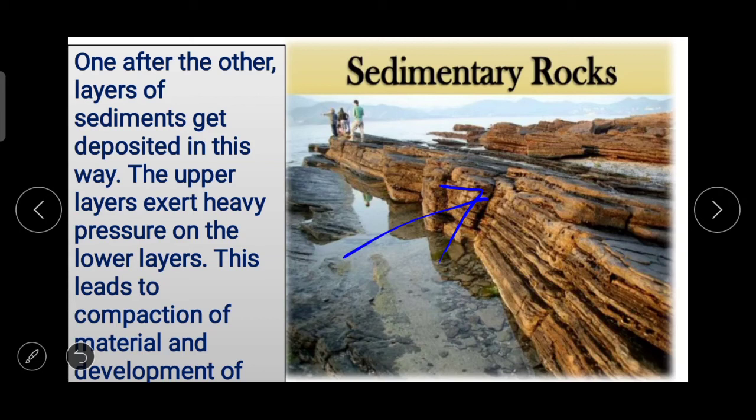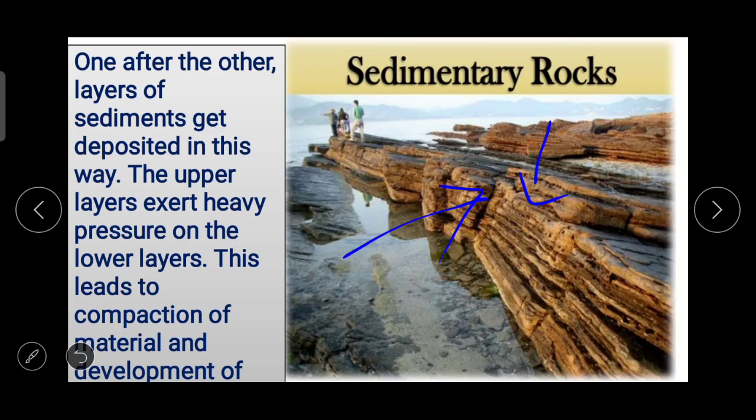So one after the other, layers of sediment get deposited in this way. The upper layer exerts heavy pressure on the lower layers, and this leads to compaction of material and development of sedimentary rocks. So this is how sedimentary rocks are formed. In the formation of sedimentary rocks, variation in the temperature plays an important role, and also the water which goes into the cracks of the rocks.